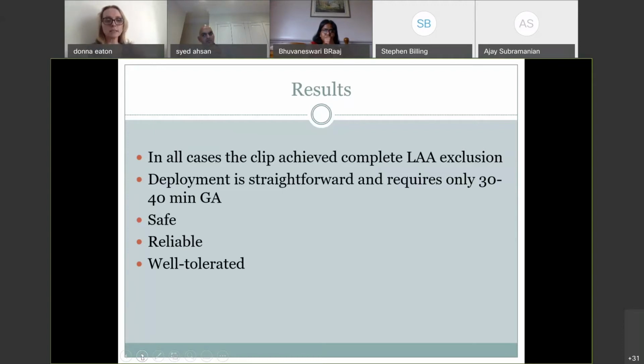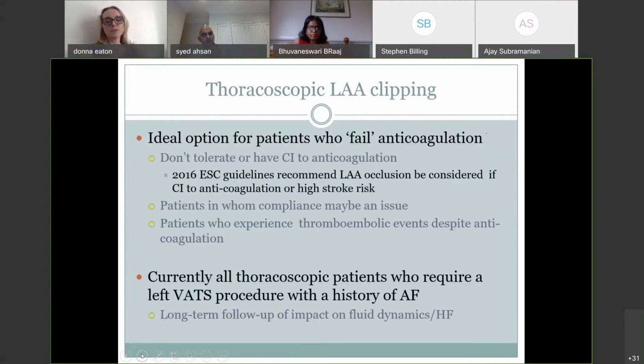Next slide, please. So the left atrial appendage device, I think, is absolutely ideal for patients who fail anticoagulation. As you know, there's a lot of reasons why your patient might not tolerate anticoagulation, and some of those are just the fact that they might not take it. But also there's a lot of patients who are unable to tolerate it because of GI complications or other bleeding complications.